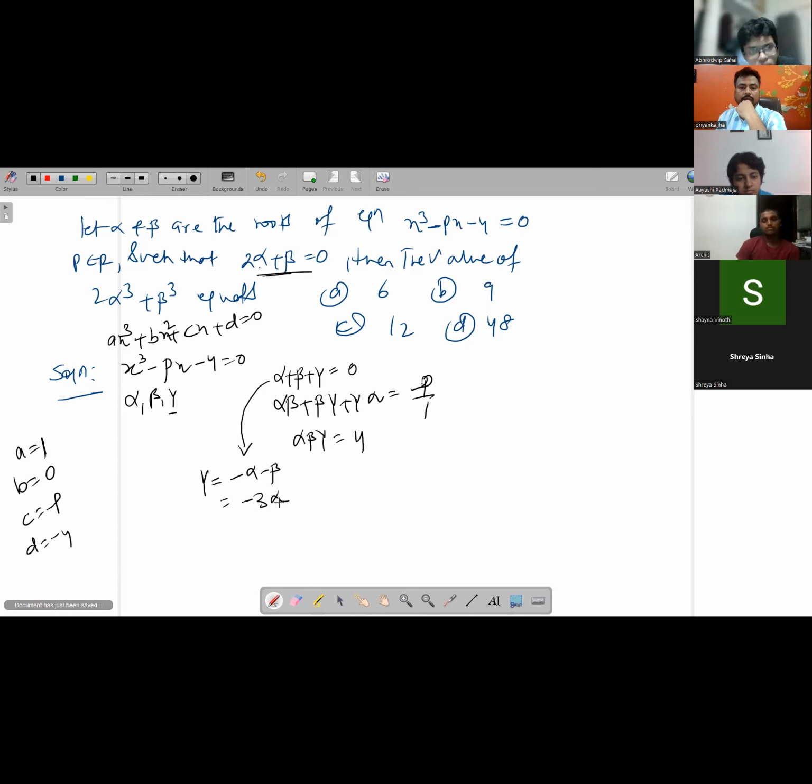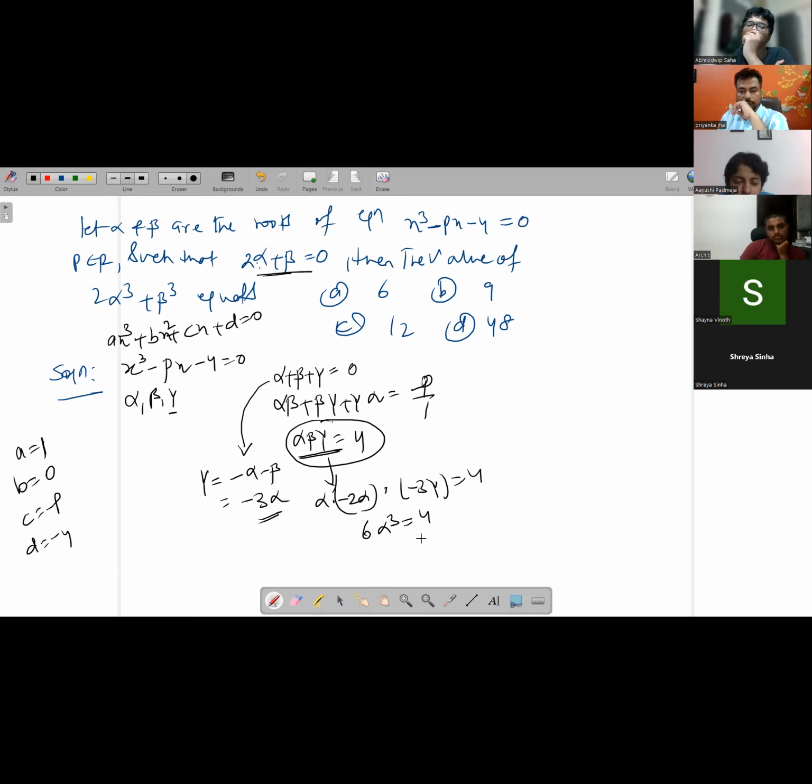Okay, now we can do one thing. See, in this information we can use alpha as alpha only. Beta can be written as minus 2 alpha. So put here for beta minus 2 alpha, and for gamma you can put minus 3 alpha, that is equal to 4. So you can see that this is 6 alpha cube equal to 4. So alpha cube is 2 upon 3. We got alpha cube.